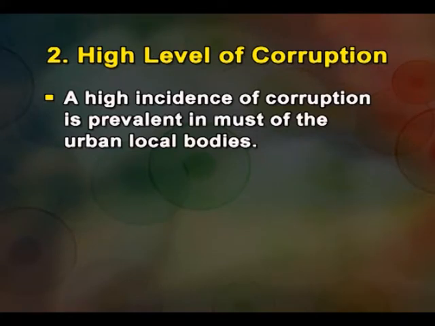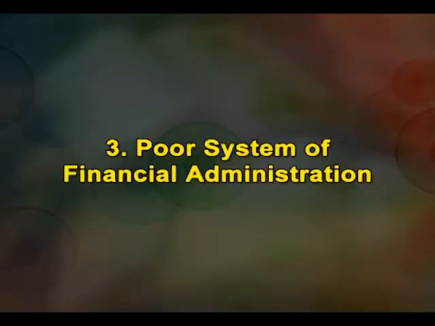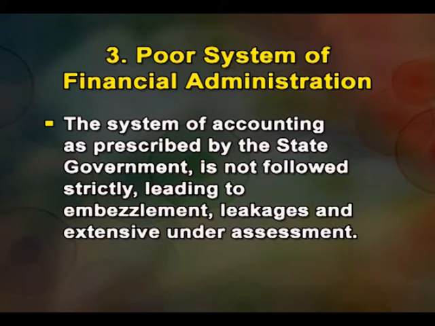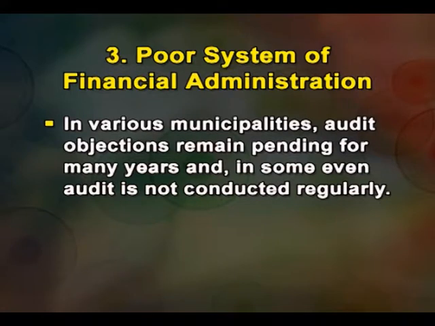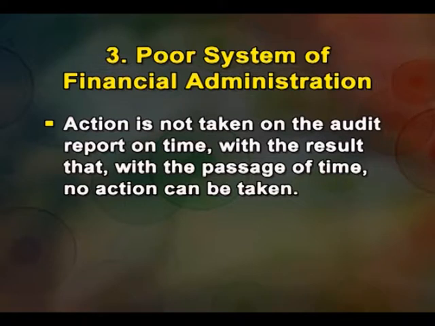Second important aspect is the high incidence of corruption prevalent in most of the urban local bodies, one of the reasons being the low salaries given to the staff. Corruption is one of the important diseases in Indian administration. Third, poor system of financial administration. The system of accounting prescribed by the state government is not followed strictly, leading to different types of embezzlements, leakages and extensive underassessments. In various municipalities, audit objections remain pending for many years, and in some, audit is not even conducted regularly. It is sometimes revealed by audit that funds were borrowed at a high rate of interest and left unutilized. Action is not taken on the audit report on time, with the result that with the passage of time no action can be taken.